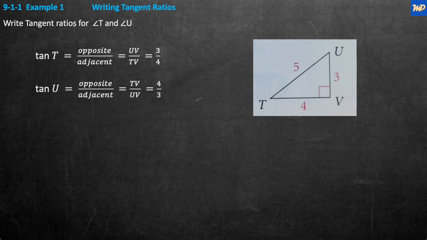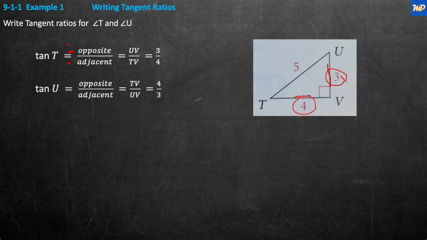So tangent of T. What is the tangent of T? The tangent of T is the opposite divided by the adjacent. Right, opposite right here. Opposite divided by the adjacent. And it's UV divided by TV. Well, here's TV and here's UV. So we're going to take the length of this leg, which is 3, and we're going to divide it by the length of this leg, which is 4. And what do we get? We get 3/4. That's the tangent ratio.